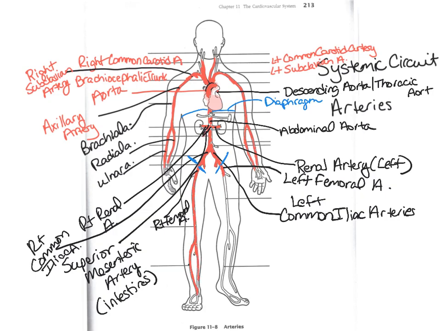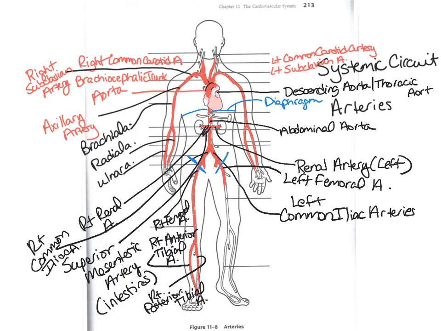So this one right here is called the right anterior tibial artery. It's right on the front of the tibial bone. And then on the back side, we have the right posterior tibial artery.